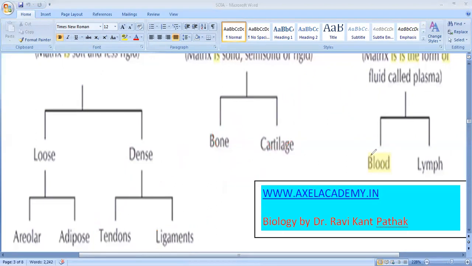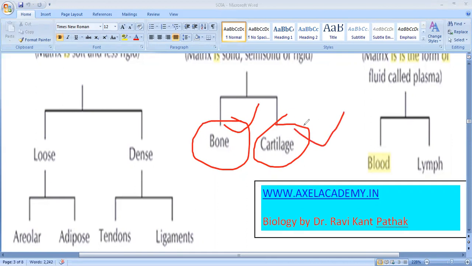Okay. Next is the rigid, where the matrix is rigid or semi-solid. In case of the bone, the matrix is rigid and bone has some spaces which are known as lacunae. They are also found in the cartilage. Okay. And this bone is considered a supportive connective tissue or skeletal connective tissue. Why am I saying skeletal connective tissue? Because it is generally attached with the skeleton, our endoskeleton system.